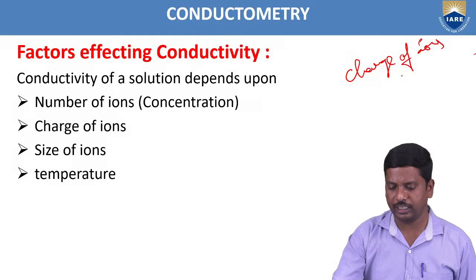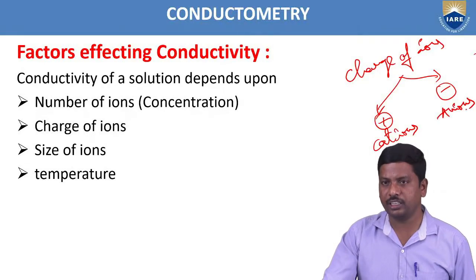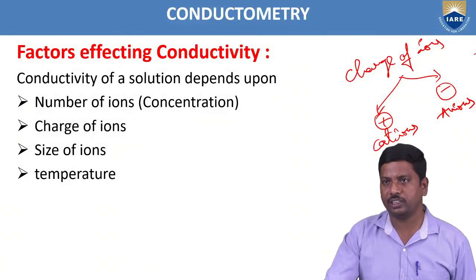The charge of ions is mainly classified into two types. It may be either positive or negative. Positive species are called cations, and negative species are called anions. So it depends upon the charge, nothing but the polarity of the species. It may also affect the conductivity of the solution.